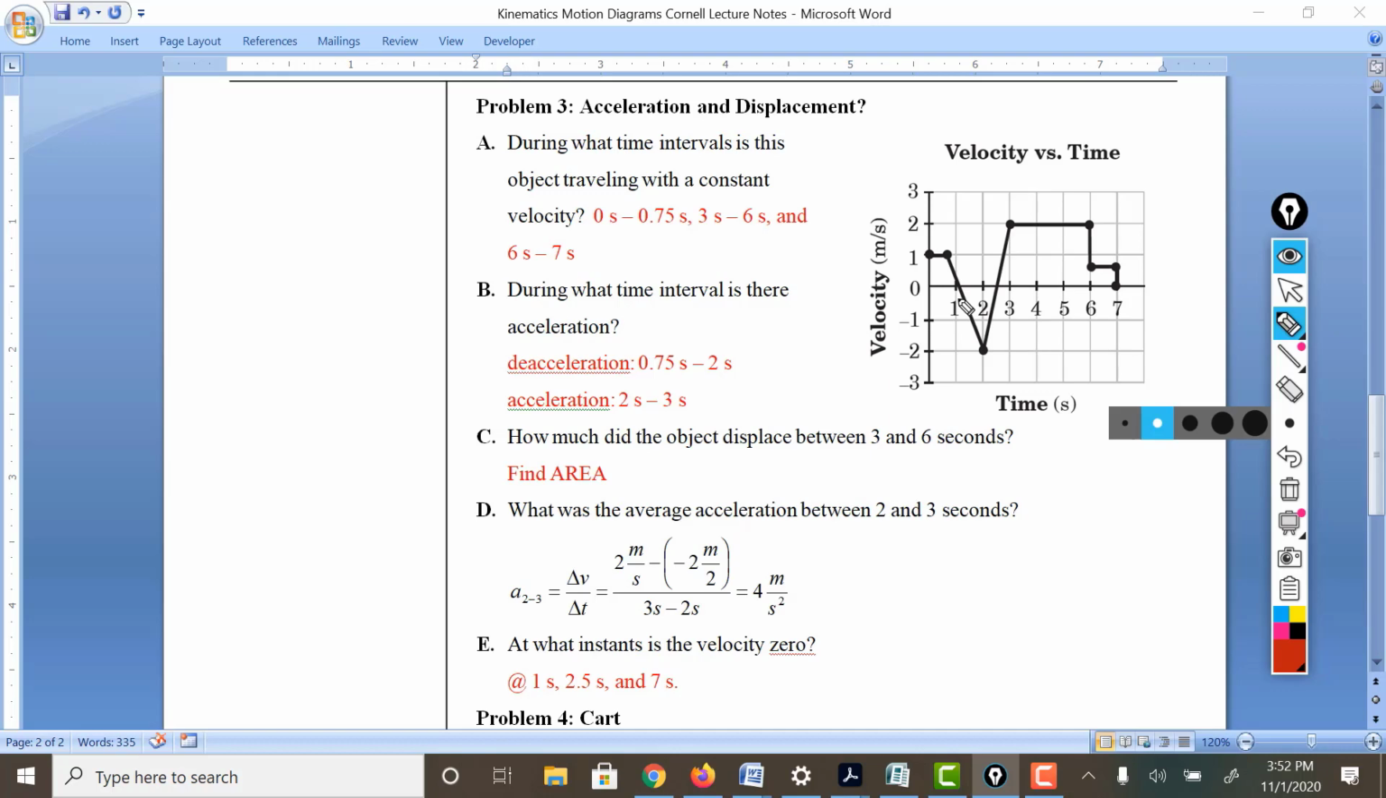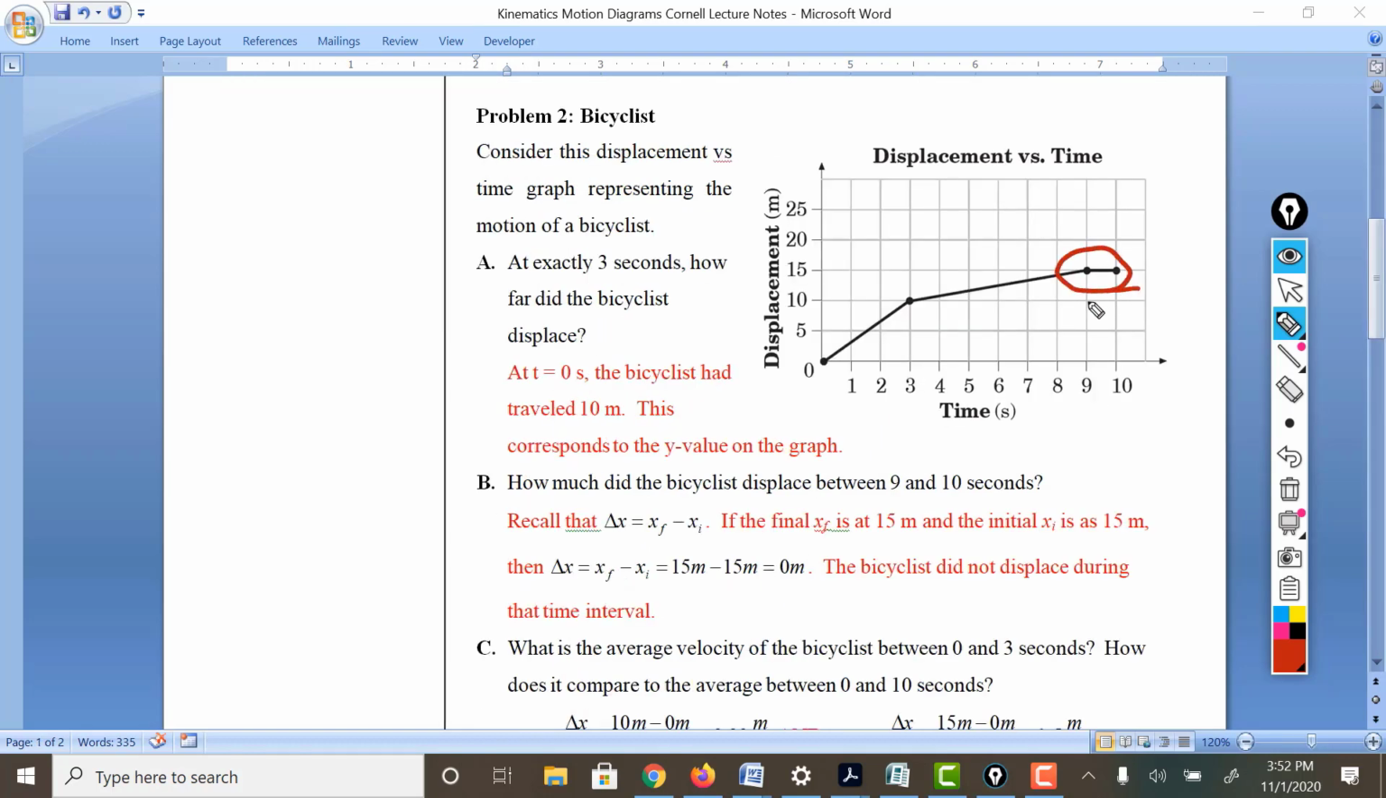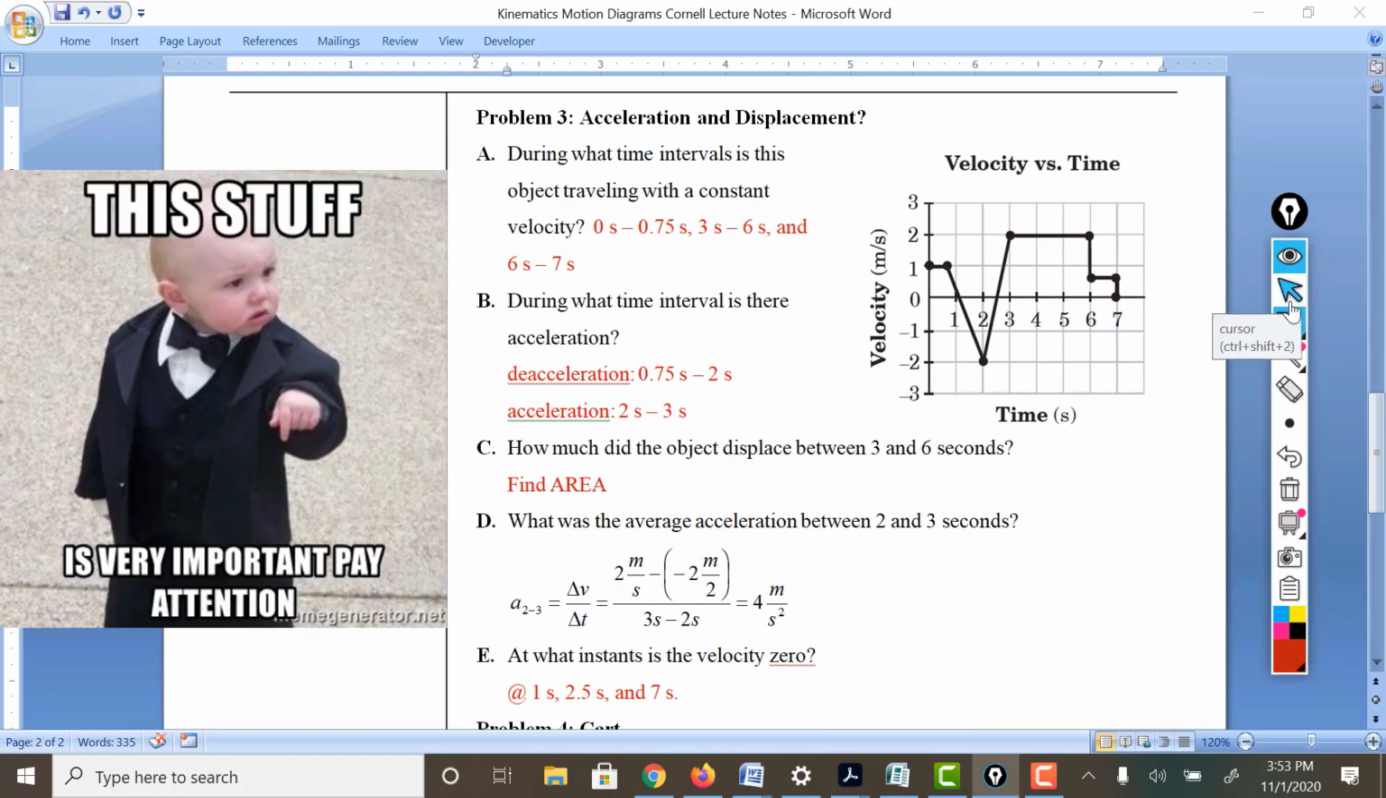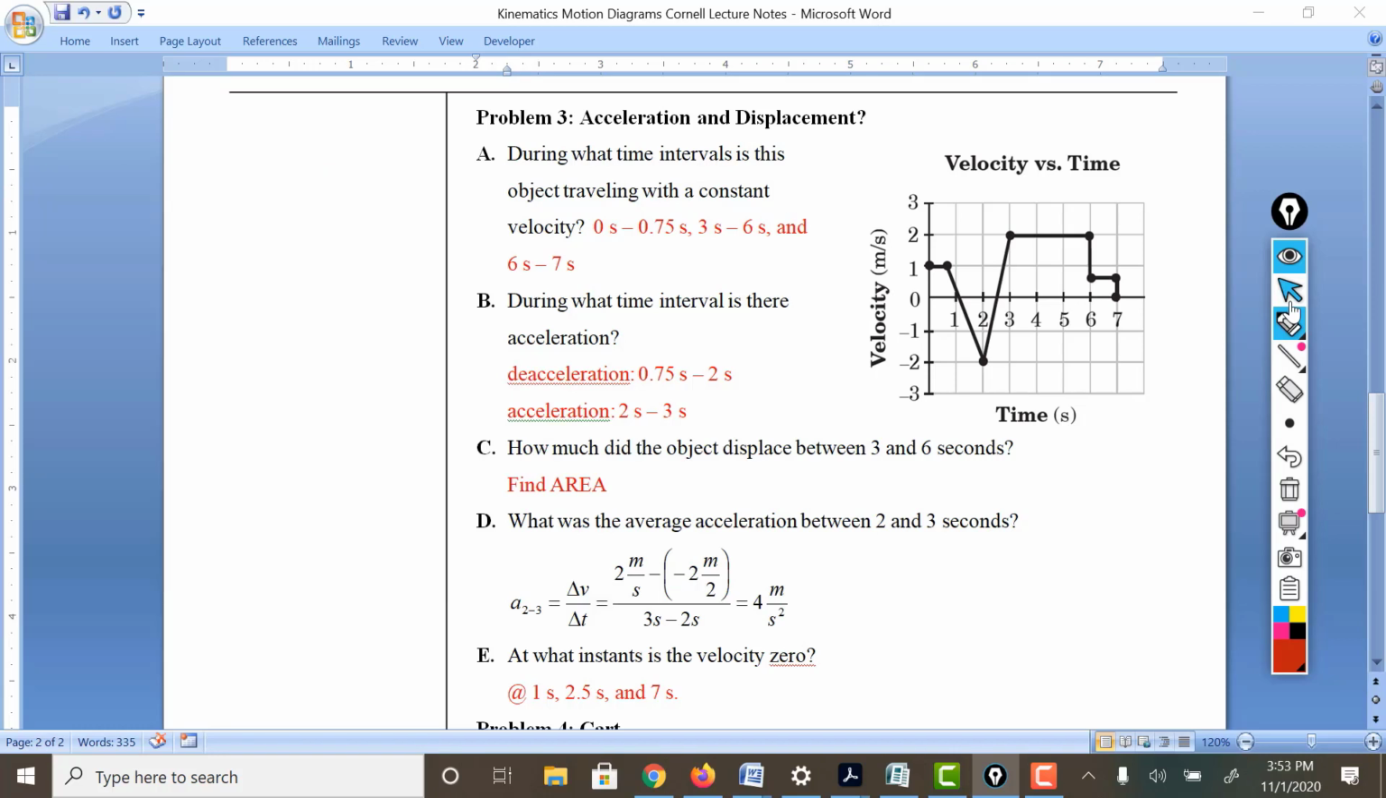During what time intervals is this object traveling at a constant velocity? On the previous graph, this region was a region of constant displacement, meaning you weren't moving. You were stuck in one spot. So consider that anything that doesn't have a slope, where the slope would be 0, would be a region of constant velocity. So notice from 0 to 0.75, here from 3 to 6, and here from 6 to 7. Those three regions have a slope of 0, and they are regions of constant velocity, which means everything else would be a change in velocity, a form of acceleration.